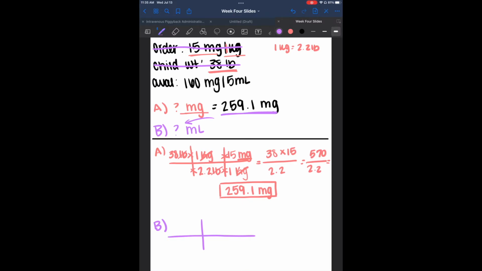So we have 259.1 milligrams is our order. And now what we have available is 160 milligrams per 5 milliliters. So we're going to set that up on our right-hand side like we normally would. So our milligrams is going to cross out. We're left with milliliters, which is what we need. So we can multiply across the top and the bottom.